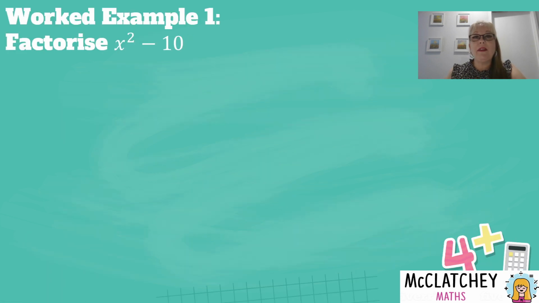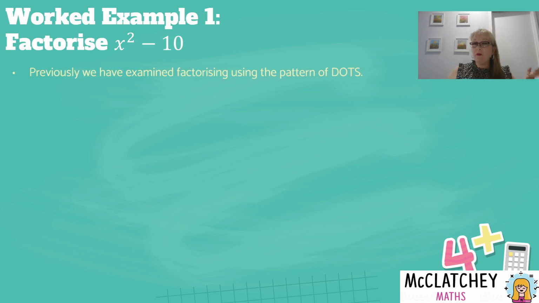Okay, so let's start with our first example of factorising x squared minus 10. Now, previously when we followed the pattern of difference of two squares, we looked at the first number and said to ourselves, is that a squared number? Yes, it is. And we would look at the second number and ask ourselves if it was a squared number and if there's a subtraction in between. And once we did that, we could apply the pattern of dots.